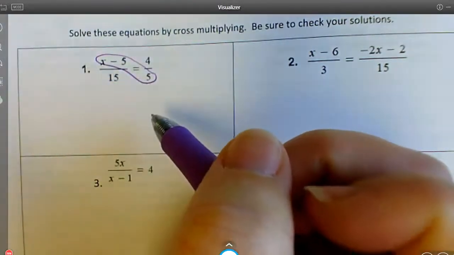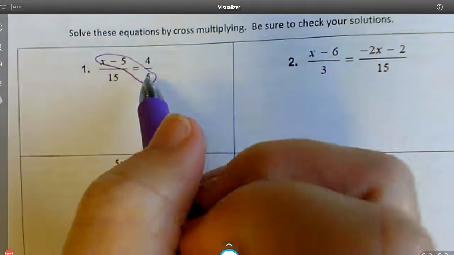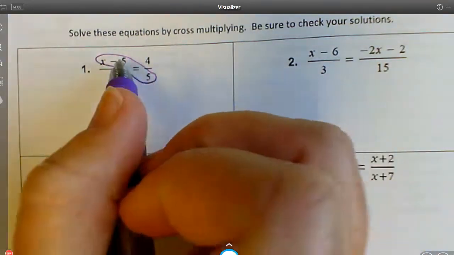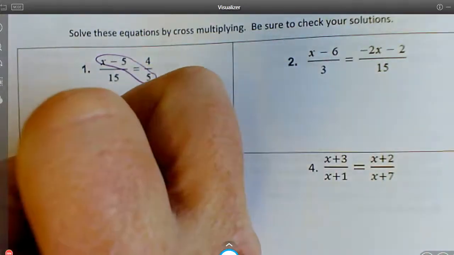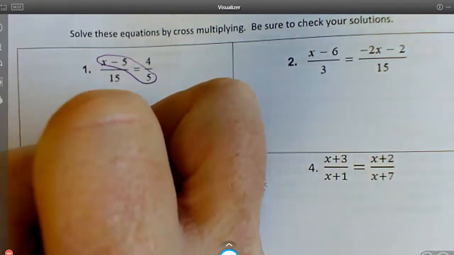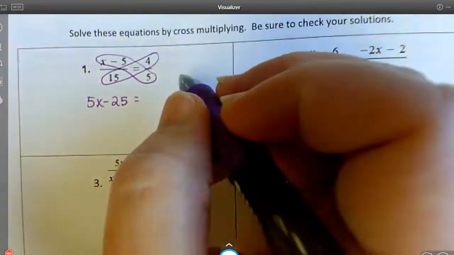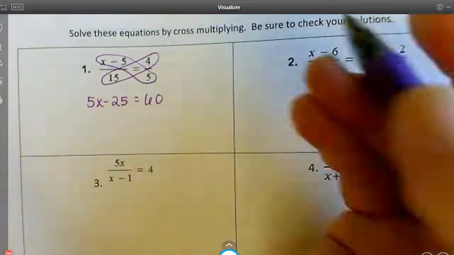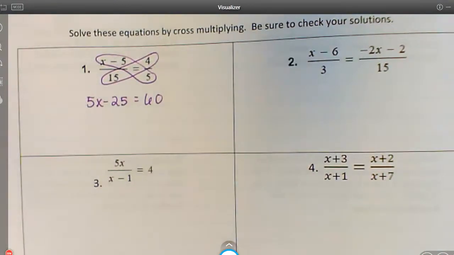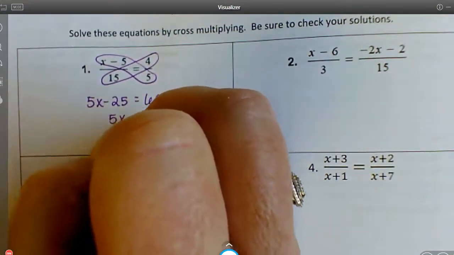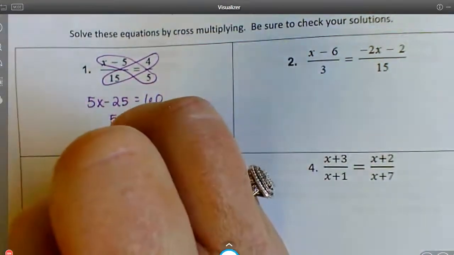I usually do the part with the x first. Now, because there's 2 parts with the x, you do have to distribute, so 5 times the x and 5 times the 5. So you'll have 5x minus 25. And then you also do 4 times 5. After you do that, you just solve it, so add 25 on both sides. And then divide by 5.